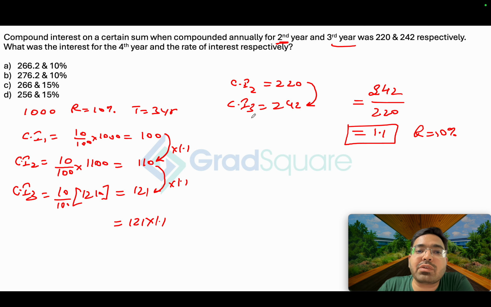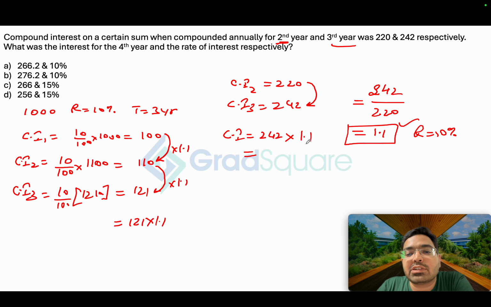Now they are asking me what will be the compound interest for the fourth year. Compound interest for the fourth year will be effectively nothing but 242 multiplied by this multiplication factor of 1.1. So 242 multiplied by 1.1. So 11 2s are 22, 11 4s are 44, plus 2 will turn out to be 46, and 11 2s are 22 plus 4 is 26, so 266.2. That will be the compound interest for the fourth year. So the answer to this particular question should be 266.2 and 10%, option A.